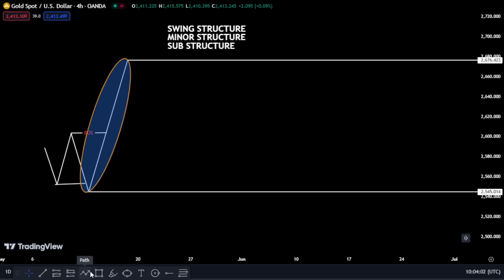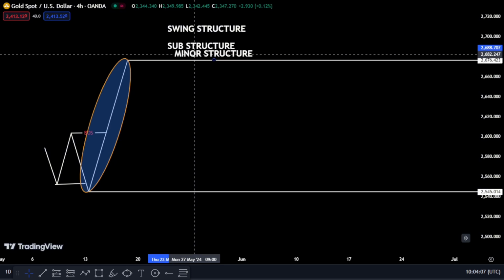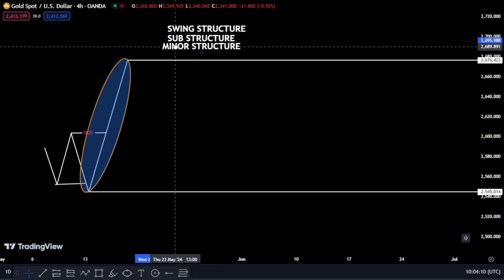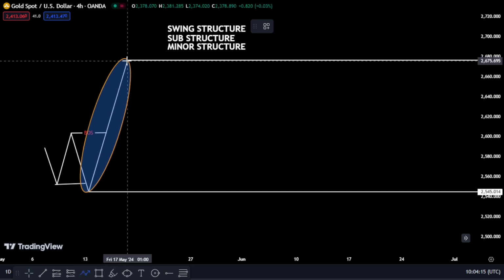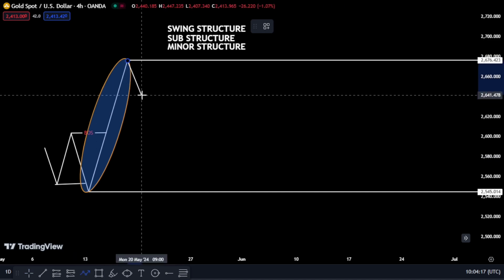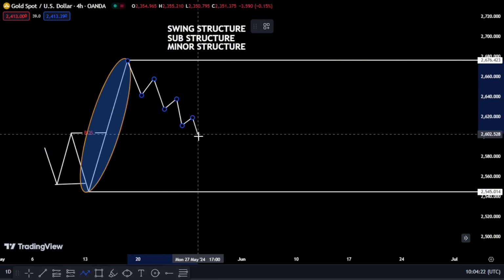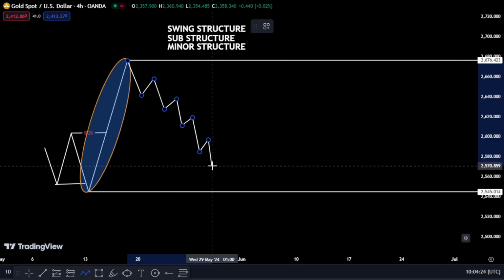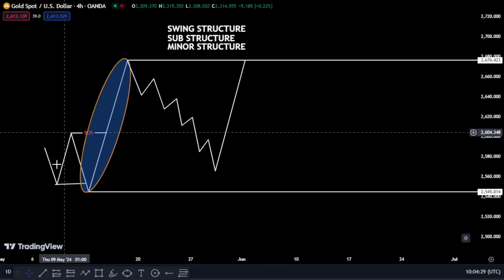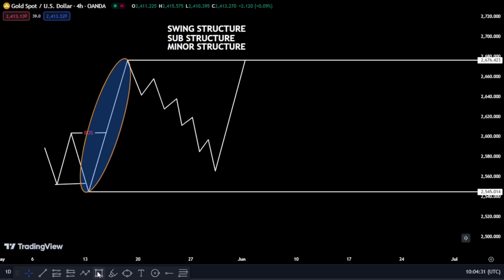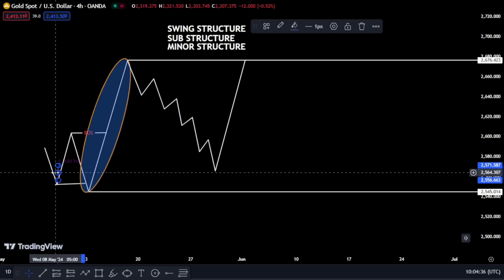So where does the substructure come into play? Sorry, I think I made a mistake in the substructure. Where does the substructure come into play? The substructure comes into play when there is retracement, those minor retracements to the level where you want to buy from. This is what you should be expecting to learn, and this is how you should learn to see the market.